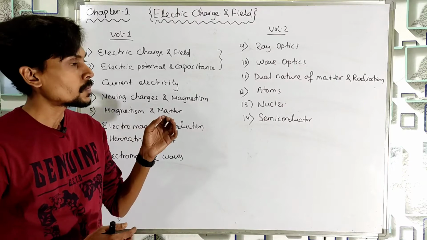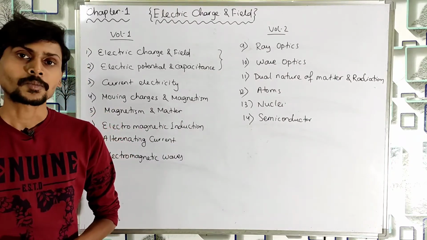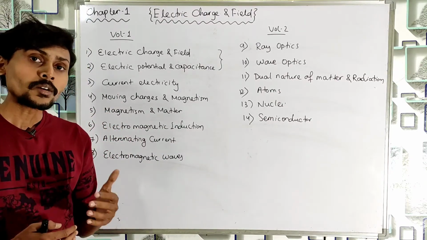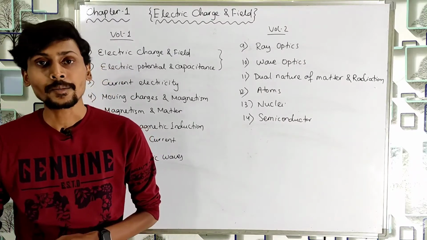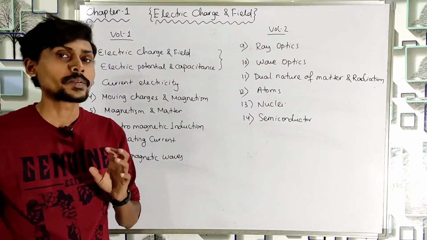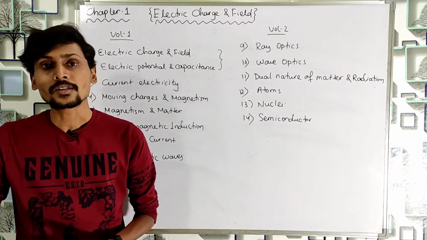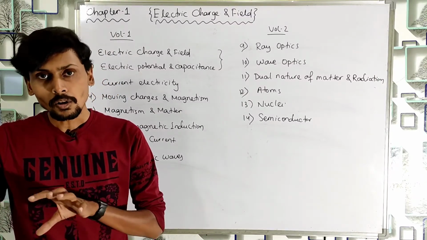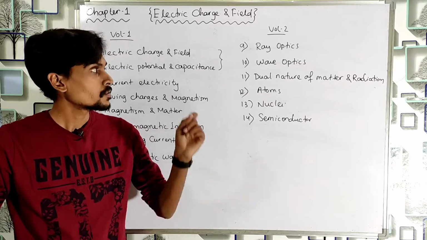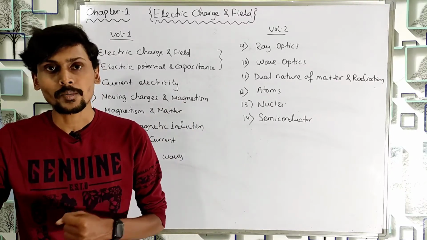Then come to chapter number 10. It is about wave optics, means there are few phenomena related with light which can be explained on the basis of wave nature of light, like interference, diffraction, polarization. So all those concepts will be covered in chapter number 10, means in wave optics.